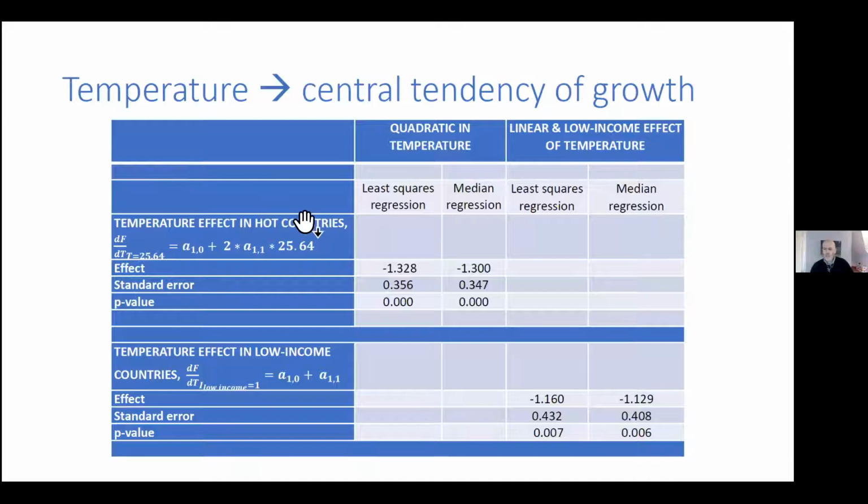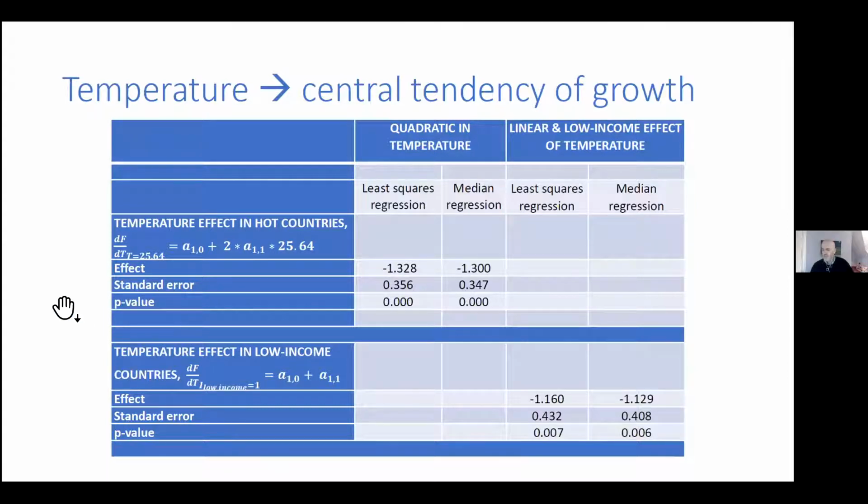Okay, so what are the first sets of results? Well, these are just replication results that are more or less identical, though it's a slightly different data set to the Burke, Hsiang, and Miguel, or the Dell, Olken, and Jones papers. And that is that the effects in hot countries or in low-income countries of a 1 degree Celsius increase in temperature are large. A 1 degree Celsius increase in temperature lowers growth by about 1.25 percentage points. That is a very large effect.